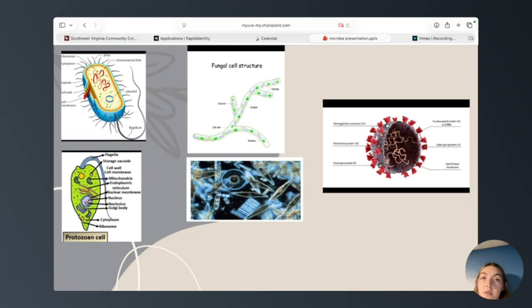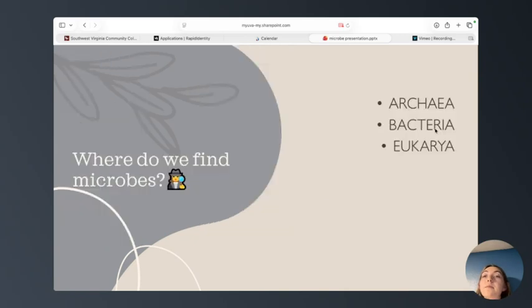Algae is a protist that can be unicellular or multicellular, and the cell walls are actually made of cellulose, and it is photosynthetic. And last but not least, we do have virus. It is acellular, and it is composed of proteins and genetic material. As you see, the glycoproteins, some lipid bilayer, nucleocapsid protein, and RNA.